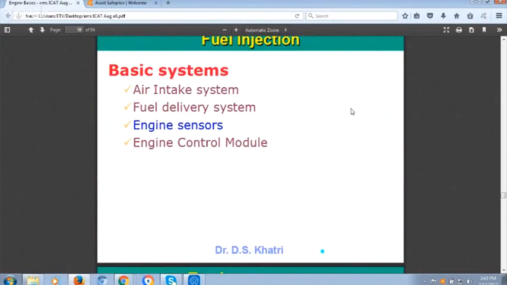Okay, can I now summarize the enrichment? We have cranking enrichment. We have warm-up enrichment. Then we have acceleration correction factor, air temperature correction factor, engine temperature correction factor, altitude correction factor, power enrichment, fuel cutoff, idle stabilization, and air fuel ratio lambda feedback correction factor. And also we have the fly up speed and fuel cutoff during deceleration. So these are around 10 parameters which you can calibrate.